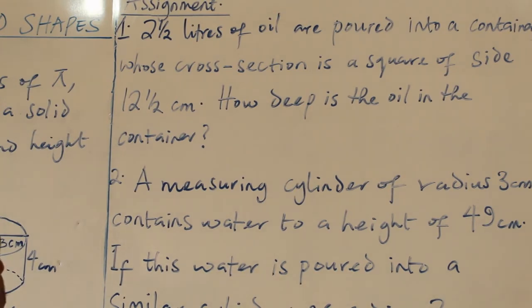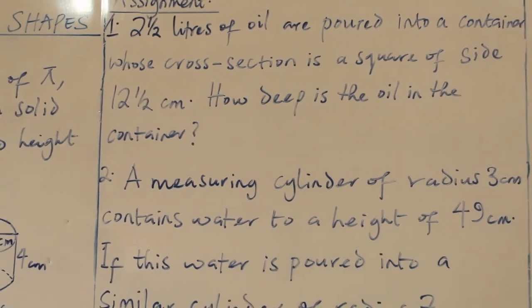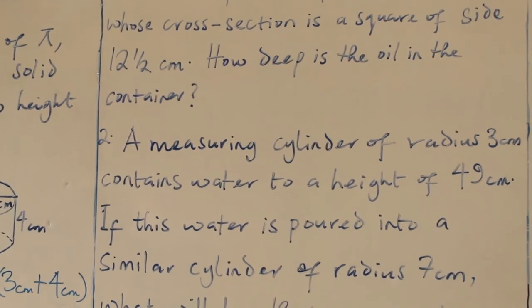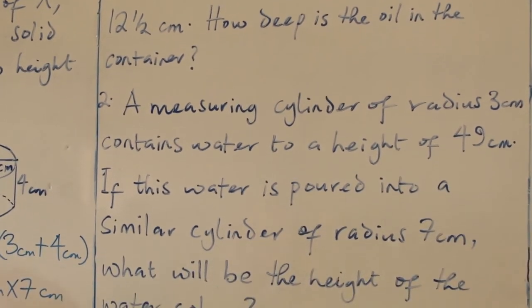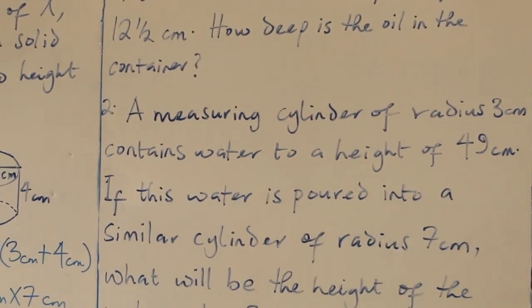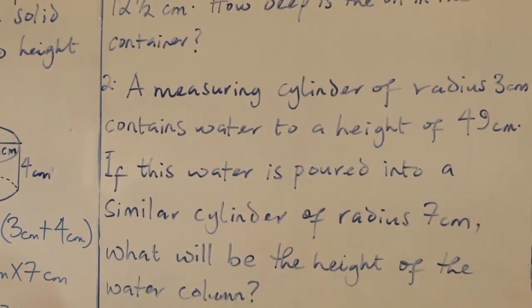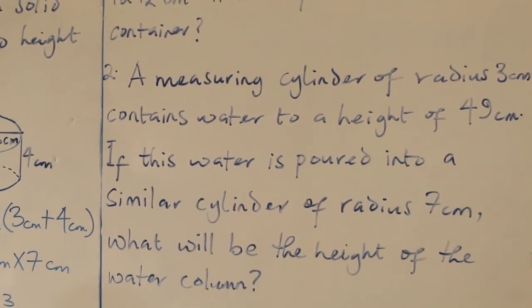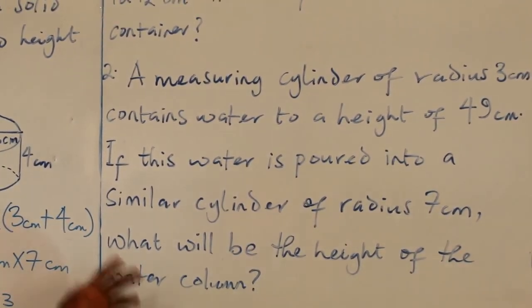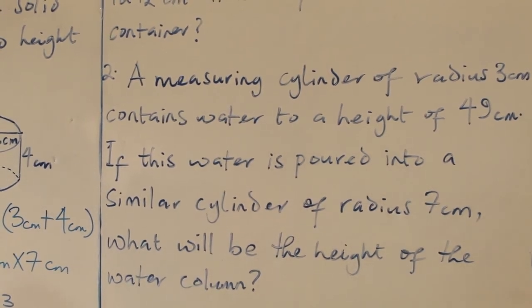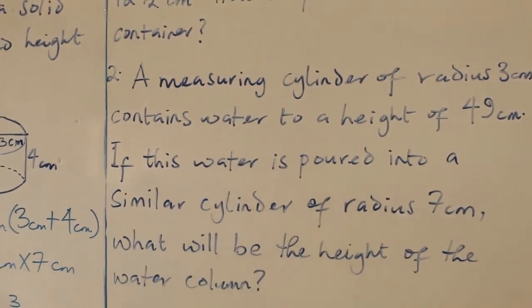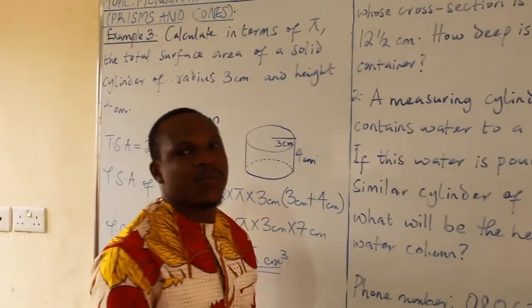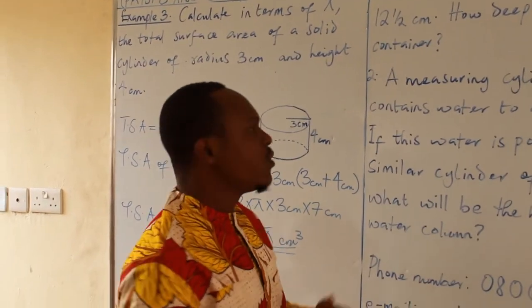The second one says a measuring cylinder of radius 3 centimeters contains water to a height of 49 centimeters. If this water is poured into a similar cylinder of radius 7 centimeters, what will be the height of the water column? Both questions are very simple. All you need to do is take your time, sit down, think, and you'll be able to come up with what is required of you in the questions.